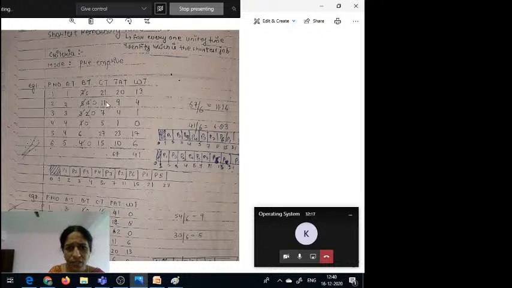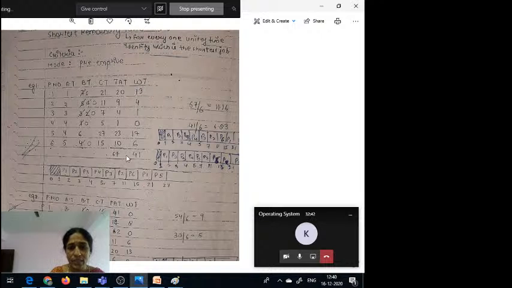Here completion time for P2 is 11 minus 2, 9. Here 7 minus 3, 4. Here 5 minus 4, 1. Here 27 minus 4, 23. Here 15 minus 5, 10. Okay, this is the turnaround time. Total turnaround time is 67 milliseconds. All the processes are waiting as well as in execution. So turnaround time is 67.